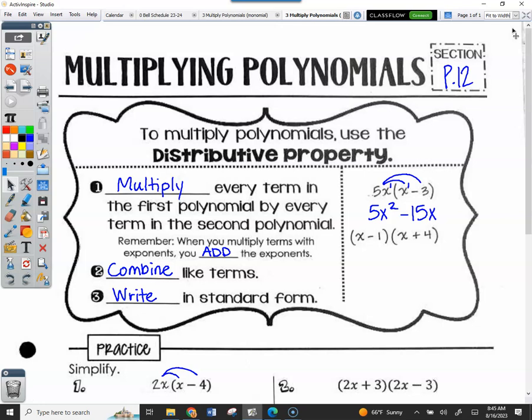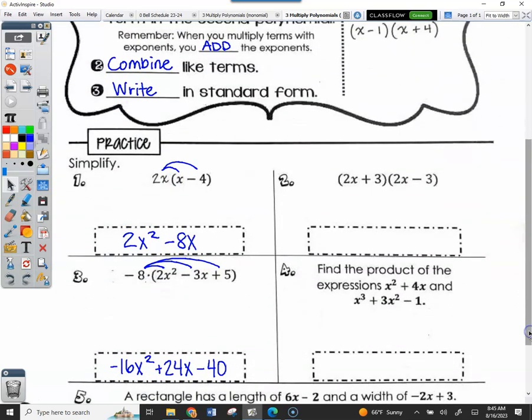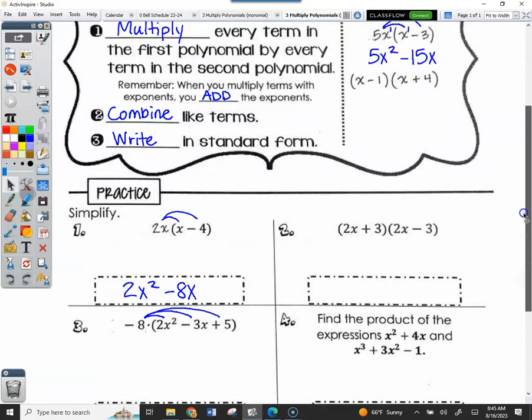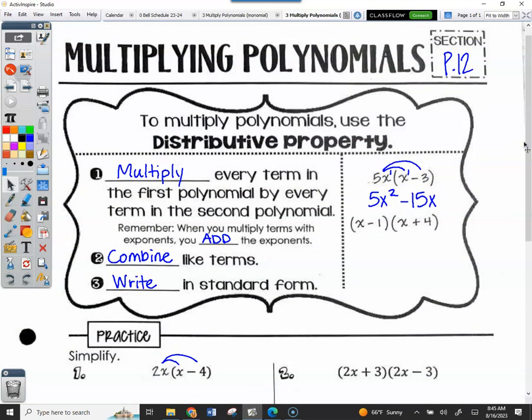So the first way to do it is what's called the distributive property. Now, this is my favorite way just because it works every time. If number 3 had been a binomial times a trinomial, the distributive property would work every time. So come up here, we're going to look at this example. We have x minus 1 times x plus 4, right?